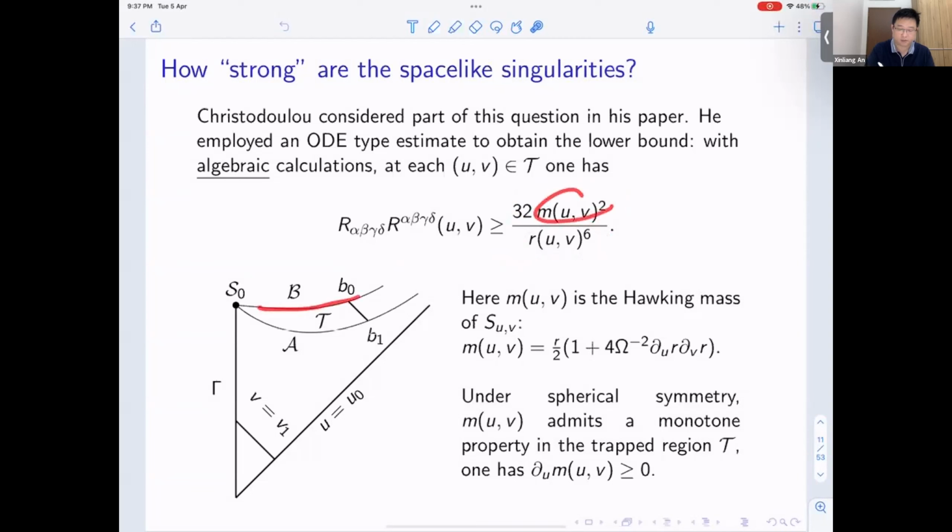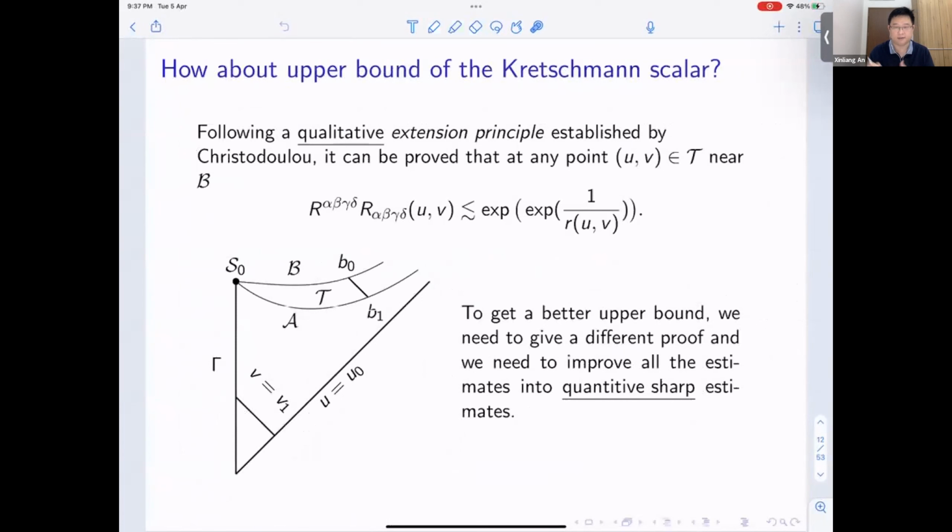But in the trapped region, we know that the Hawking mass is monotonically increasing, so this is always bounded below by a non-zero constant. So Christodoulou really showed that the lower bound is at least 6. So what would be the upper bound for all the geometric quantities, in particular for the Kretschmann scalar? This is an interesting question.